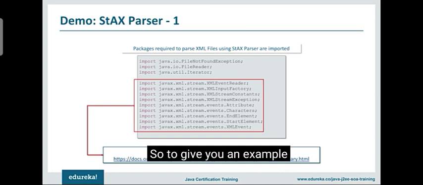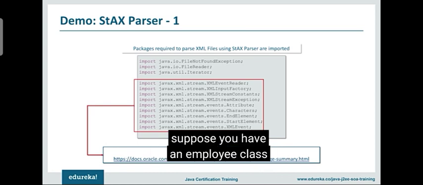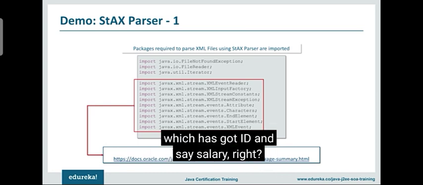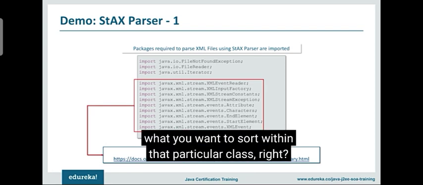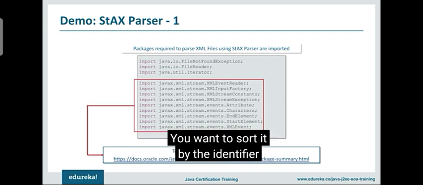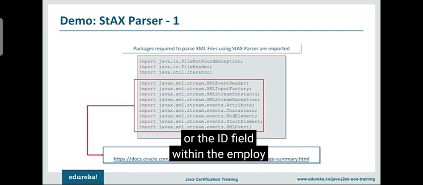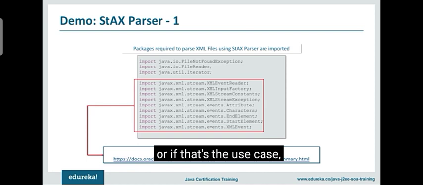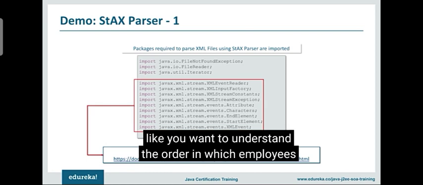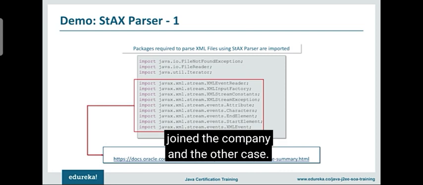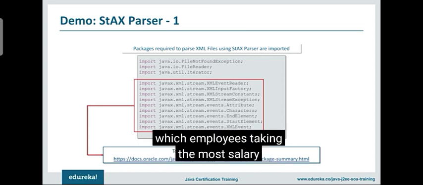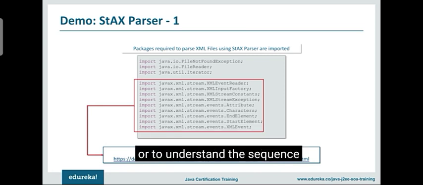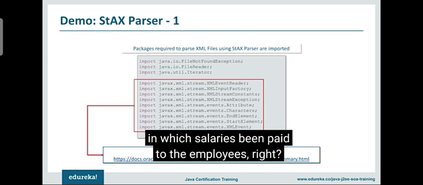To give you an example, suppose you have an Employee class which has got ID and, say, salary, right? If you want to sort it, by default Java wouldn't know what you want to sort within that particular class, right? You might want to sort it by the identifier or the ID field within the employee, to understand the order in which employees joined the company. The other case could be that you want to sort it by salary to understand which employee is taking the most salary, or the sequence in which salary is being paid to the employees, right?